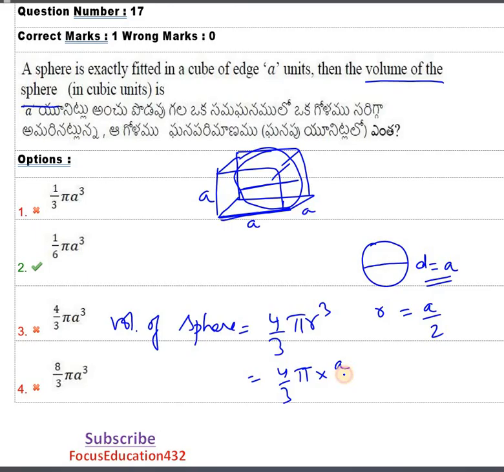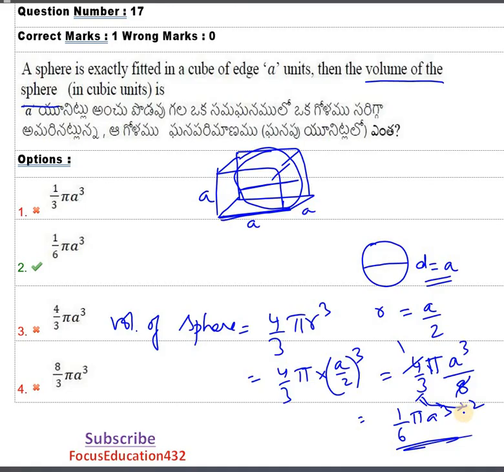R cube means A by 2 whole cube. So what do we get here? 4 by 3 as it is, multiplied by pi, remains as it is. A whole cube means A cube. 2 cube means 8. So 4 ones are 4, 4 twos are 8, and what remains is 1 by 6 in the numerator, 3 into 2, 6: pi A cube by 6. Right? In the volume of sphere formula, instead of R, we substitute A by 2. That is the story.